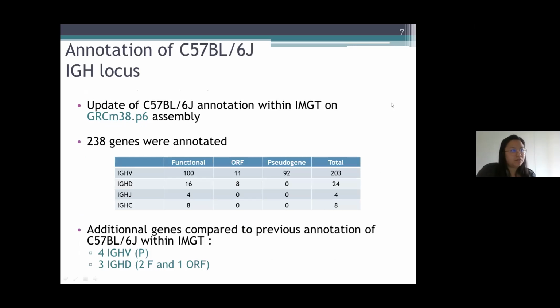So the first step of my PhD was to update the annotation for the IGH locus for C57BL/6J, and I did it on the GRCm38.p6 assembly. I annotated 238 genes, and here's the table of the number of genes for each type and their functionality: functional, open reading frame, and pseudogenes. Compared to the previous annotation, I have 4 additional IGHV genes and 3 IGHD.